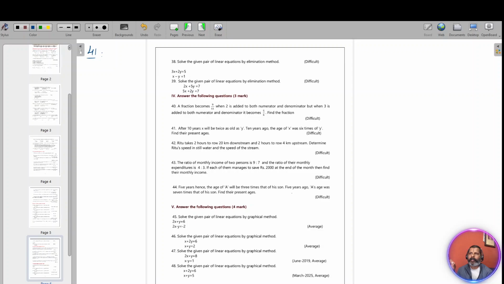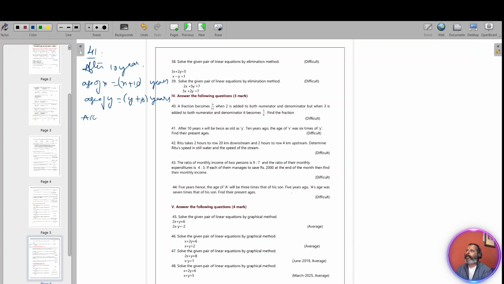So we have to say, after 10 years, what are the ages of x and y? First you get that, then the relation is important. Always remember in age problems, follow this method, you will not make mistakes. See, after 10 years, age of x is equal to x plus 10, right? Age of y is equal to y plus 10.